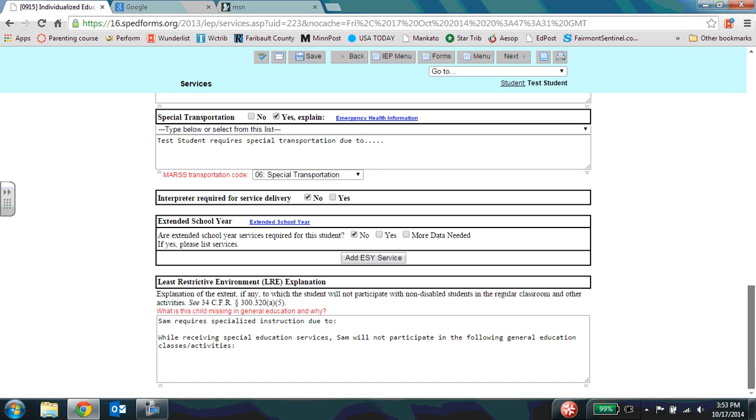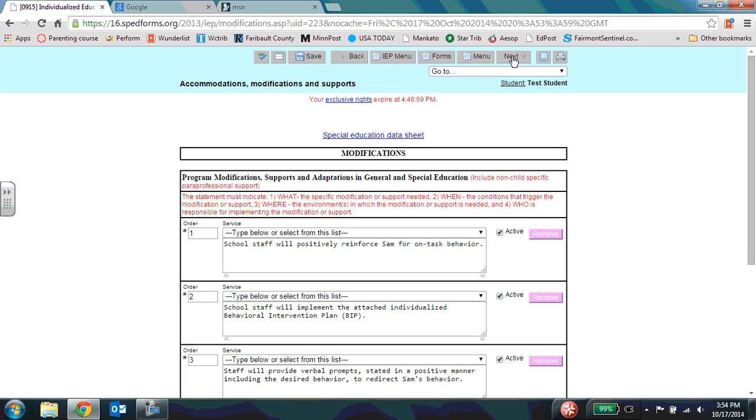Oftentimes people want to put that in the least restrictive environment. We don't need to put it in there. In the least restrictive environment, we need to just talk about why the child needs to have special education instruction and what they're missing when they're not in the general education classroom. It does not matter if they have a paraprofessional with them or not. We are just talking about if they are with their peers or they are not with their peers.